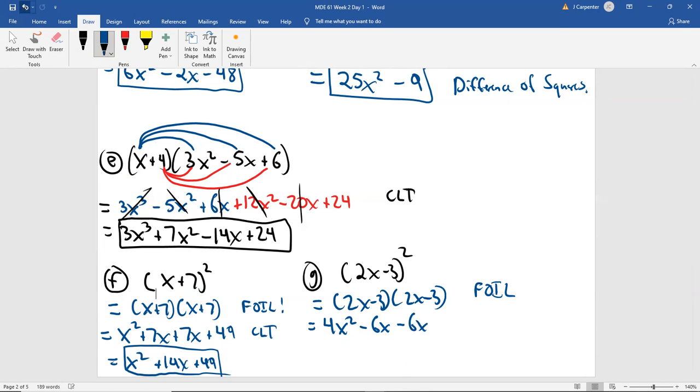Negative 3 times negative 3 is not negative 9. It's positive 9. Be careful there. Combine like terms. Oh, negative 6x and negative 6x cancel. Nope. They stack. Negative 6 minus 6, same sign. Add the numbers, keep the sign. It's a minus 12x. There we are.